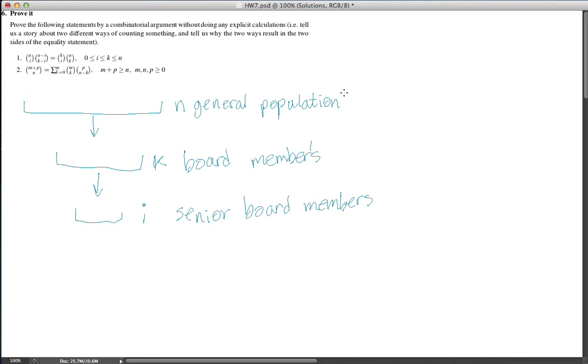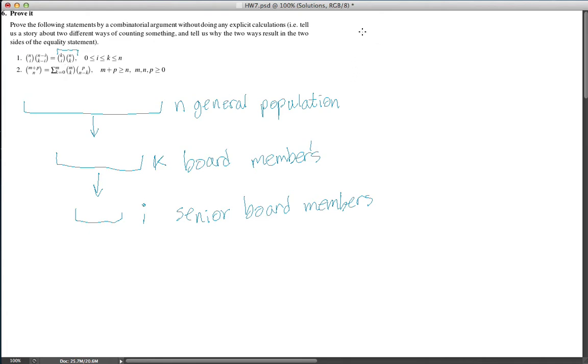Okay, so obviously this side is exactly counting this. The number of ways we can come up with the k board members is exactly n choose k, and the number of ways we can choose our i senior board members out of those k is exactly k choose i. When we multiply them together we get the number of ways we can choose our k board members and our i senior board members.